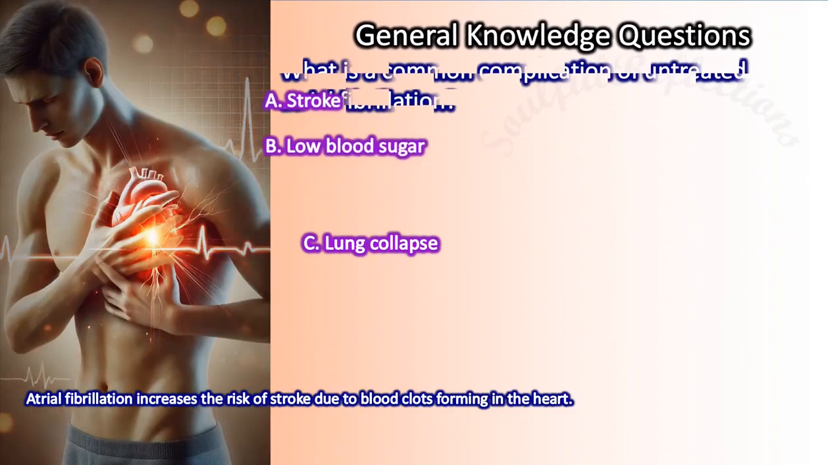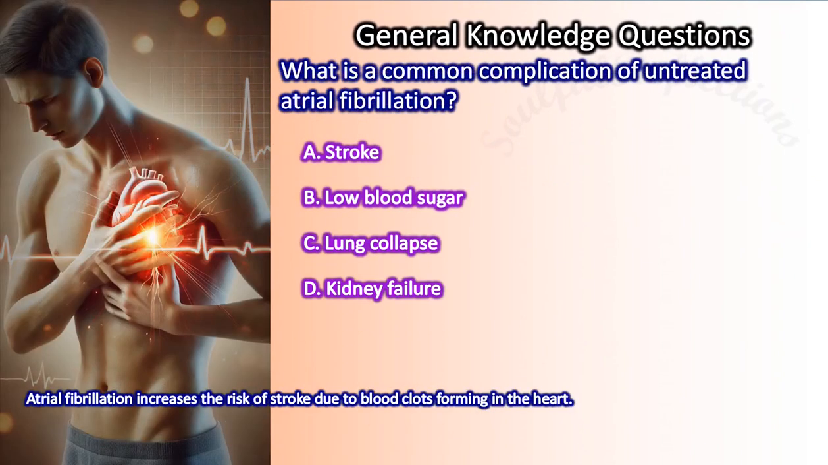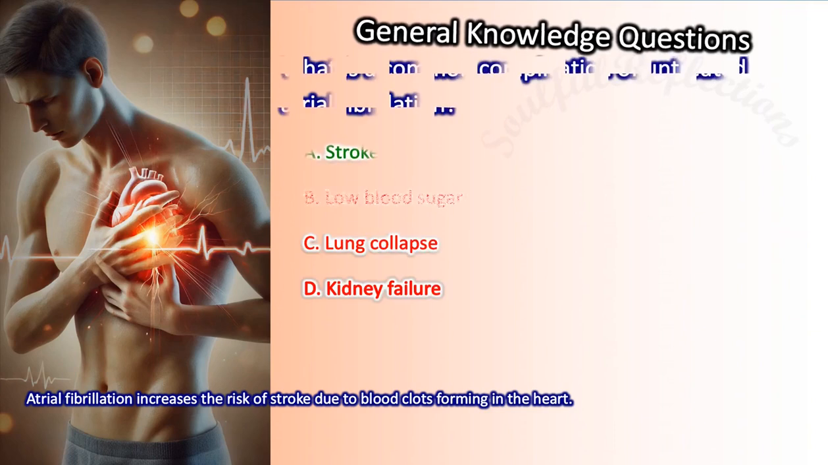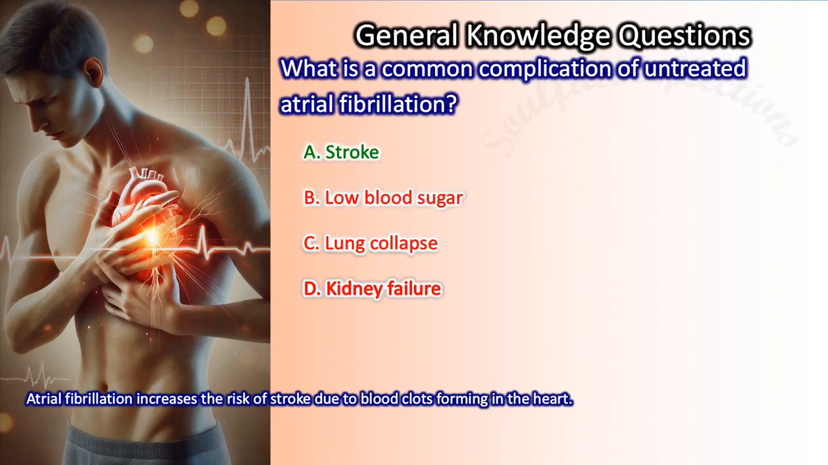What is a common complication of untreated atrial fibrillation? Option 1, stroke. Option 2, low blood sugar. Option 3, lung collapse. Option 4, kidney failure. The answer is, option 1, stroke.